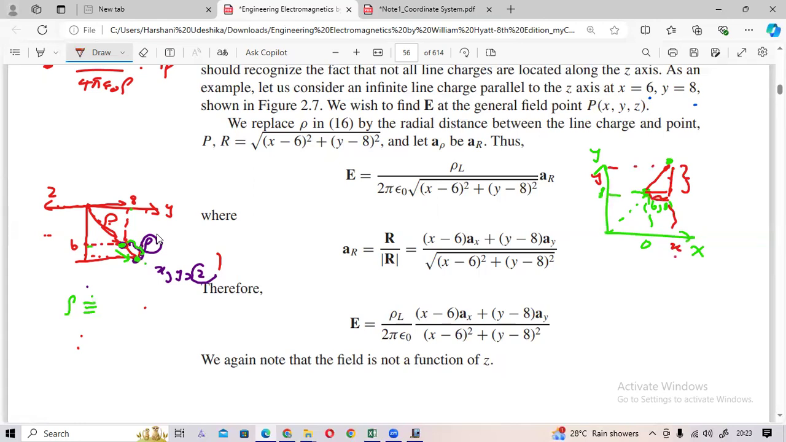This distance is X minus 6. This distance is Y minus 8. So if you square it, you can find the radial distance, that is x minus 6 squared plus y minus 8 squared.